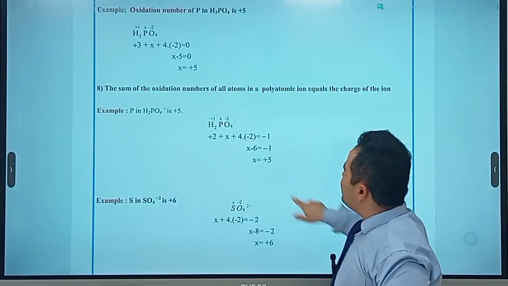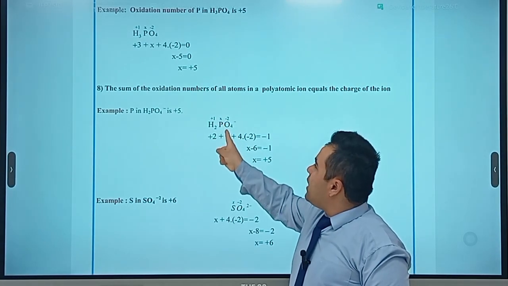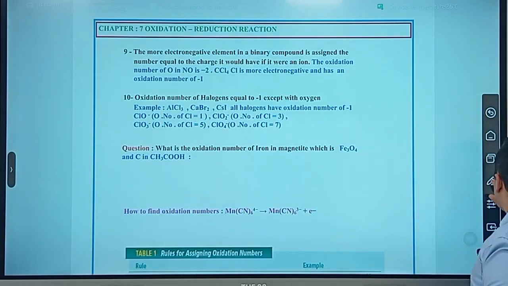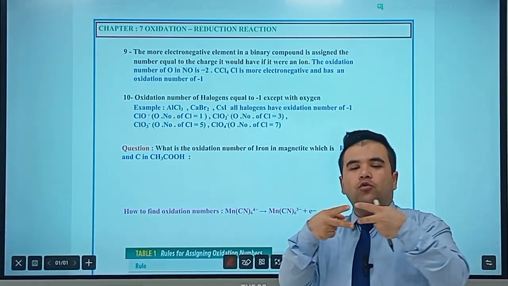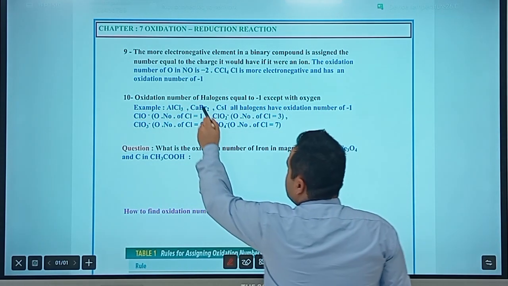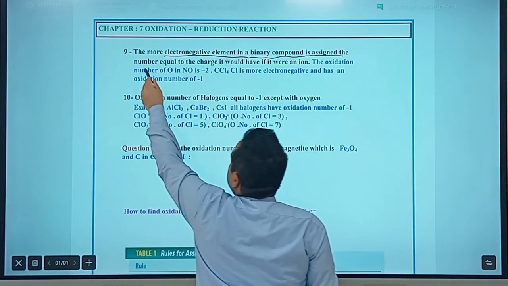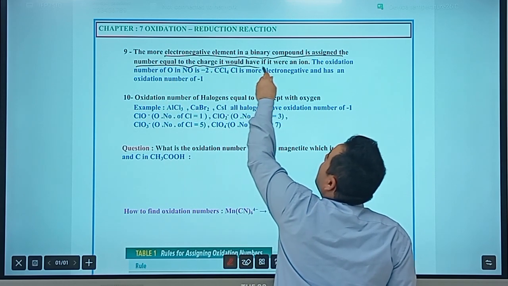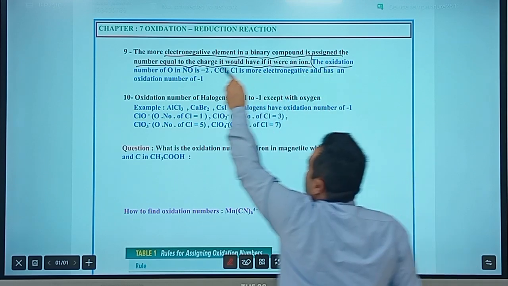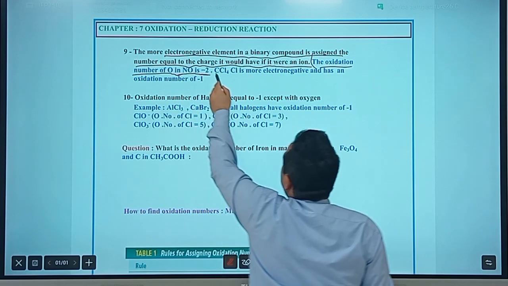Guys, if in some cases there are 2 or 3 of the unknown, you have to multiply by the X: 2X, 3X, 4X. The other rule talks about whenever we have two nonmetals together in a binary compound, guys. The more electronegative element in a binary compound is assigned the number equal to the charge it would have if it were an ion. The oxidation number, guys, this is important, of oxygen in NO is negative 2.